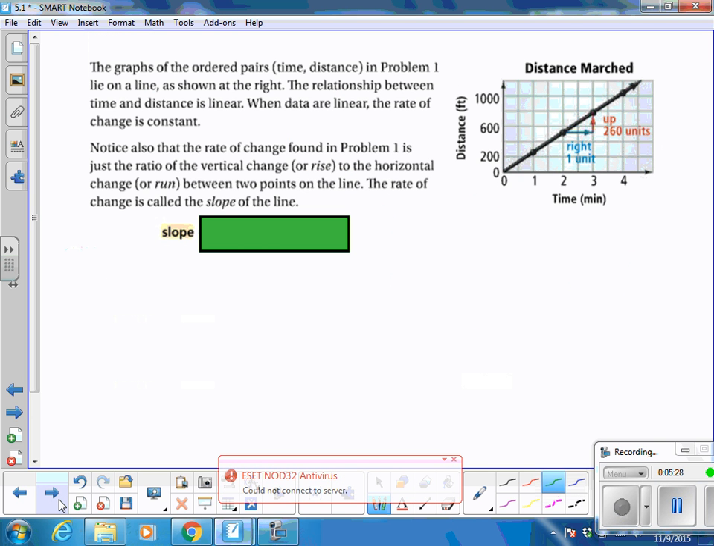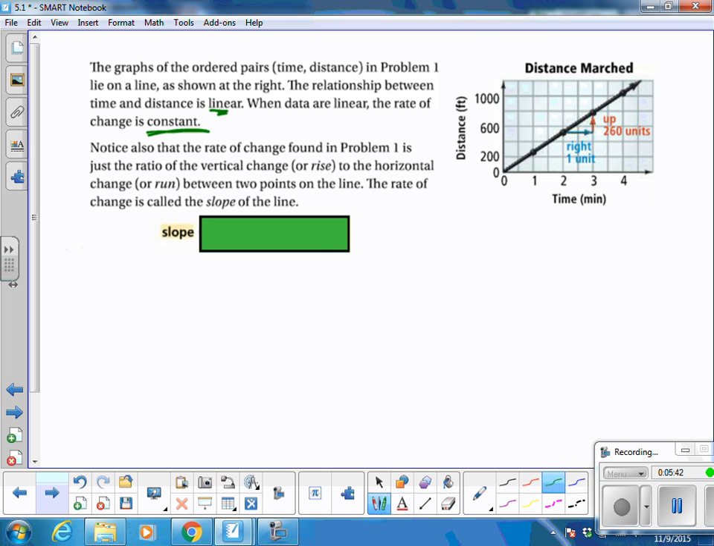The graph of ordered pairs, time and distance, in problem 1 lie on a line as shown at the right. The relationship between time and distance is linear, which means it does create a line. When data is linear, the rate of change is constant. So what happens over time, we can see in a table and specifically in a graph.